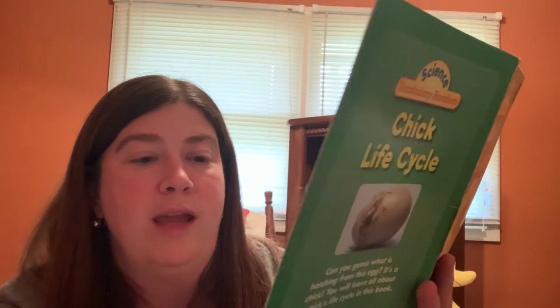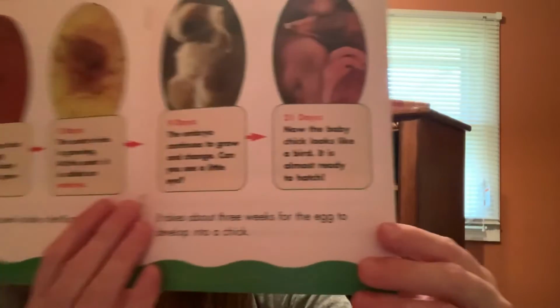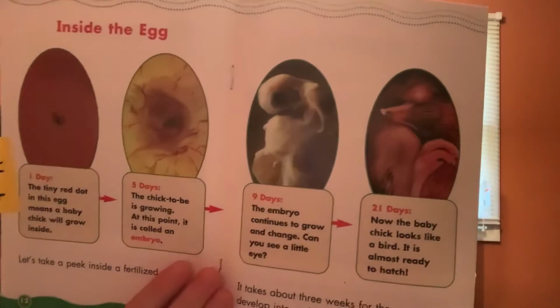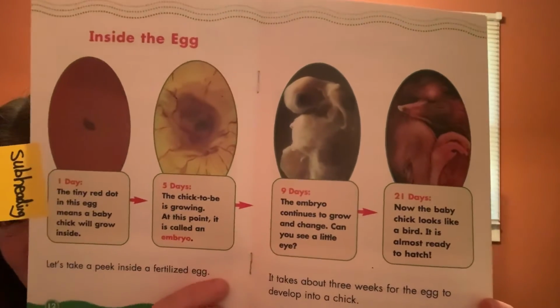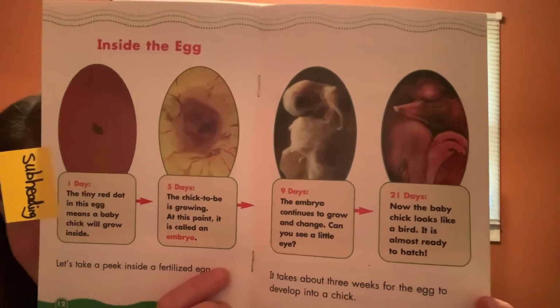21 days, now the baby chick looks like a bird. It is almost ready to hatch. It takes about 3 weeks for the egg to develop into a chick. You can see each of those pictures, even though some of them might look a little bit gross. But that's just what the chick looks like as it grows.